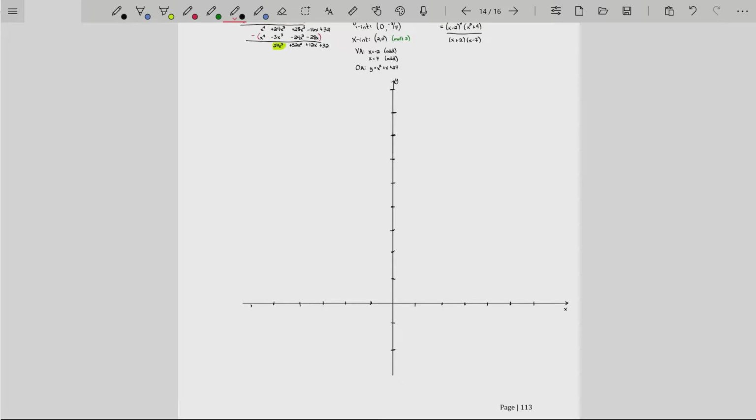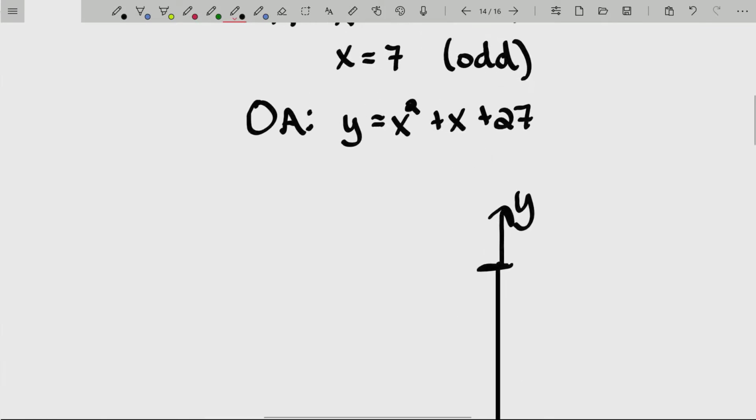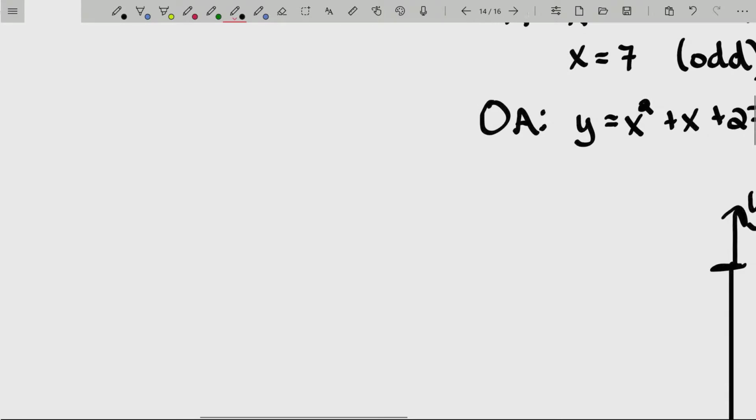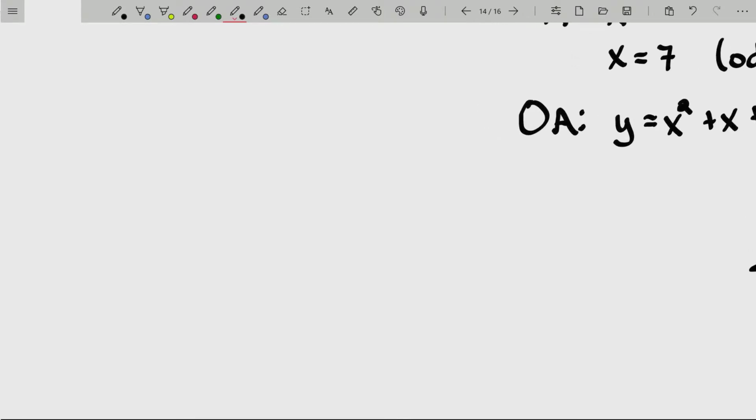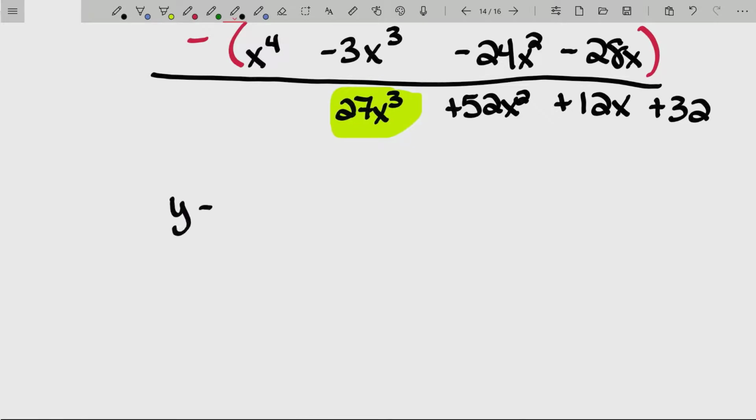Let's go ahead and draw in the oblique asymptote. So that is going to be this parabola that goes through a height of 27. And by the way, you might want to just use the graphing method I've recommended in the past. So remember, I'm going to do it off to the side here. We have y is equal to x squared plus x plus 27.